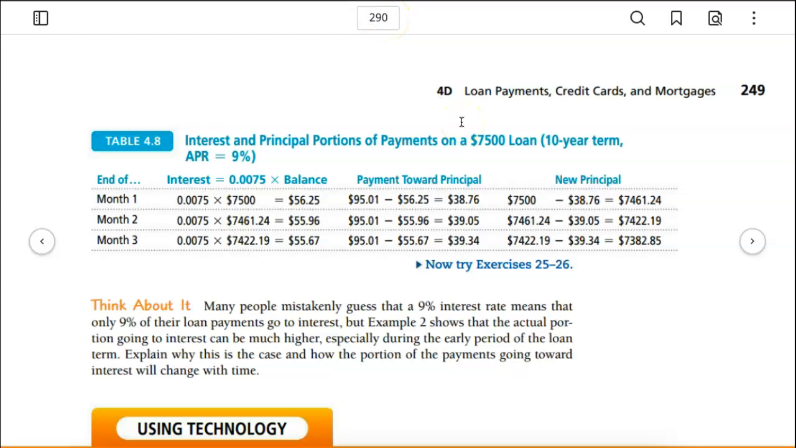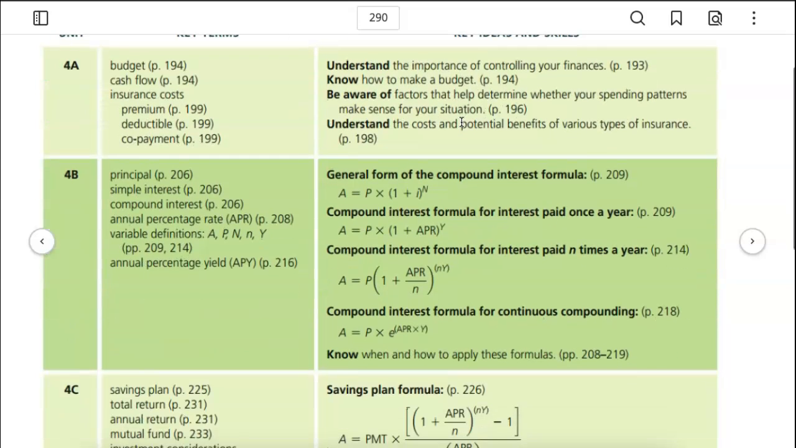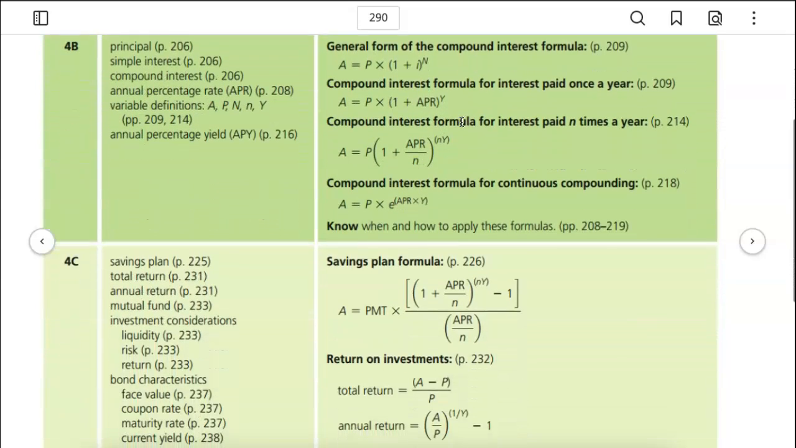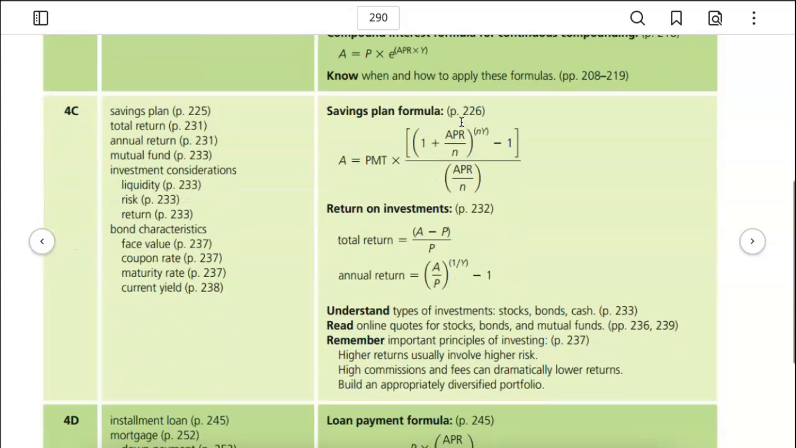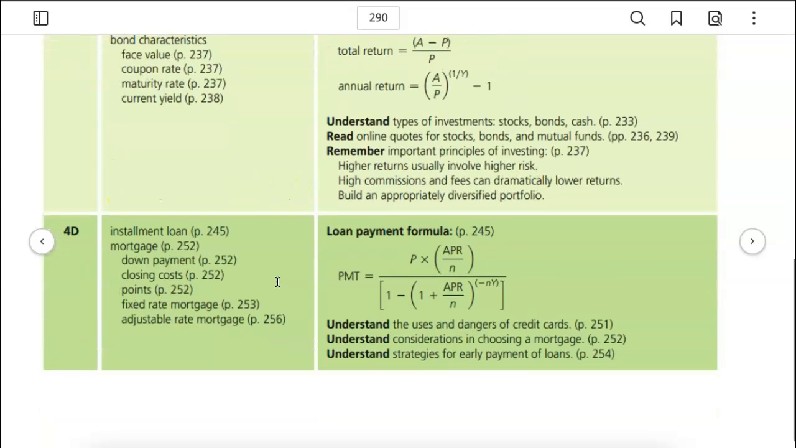So then last but not least, I wanted to point out page 290. This one's a good summary page that has all the formulas, key information, and key vocabulary with page numbers. So you could go back and see, what was that about investment returns again? That was on page 233. You could go back to that information there.